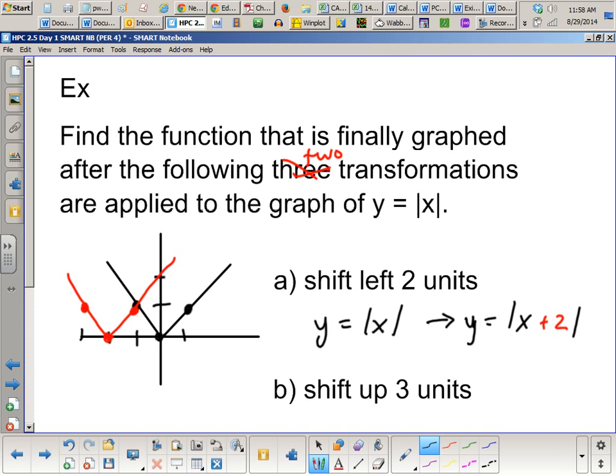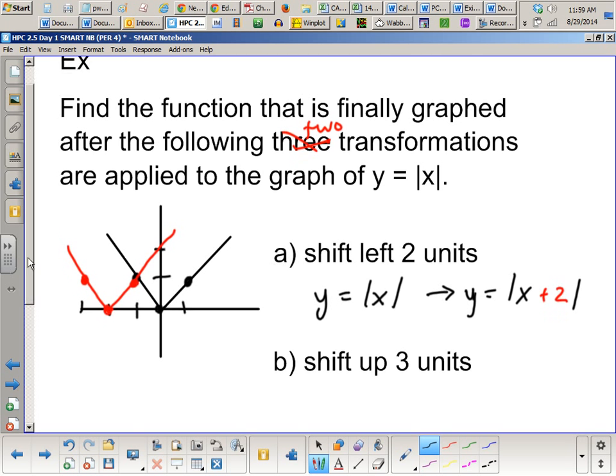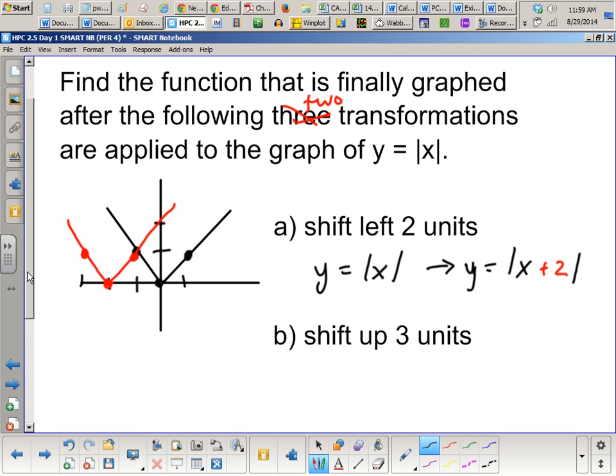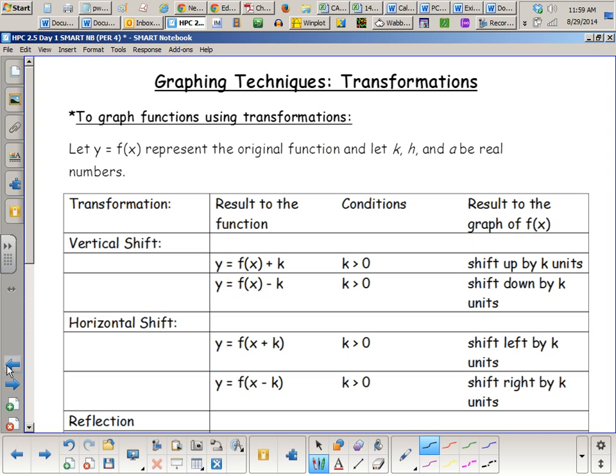On the next one, we're supposed to shift up 3. See if you can find that on your handout. Up 3. So here's your handout. Just find shift up. Where is that? It's our very first one, right? Okay. So it looks like we're just supposed to add the number on the outside of the function rule. Okay, so let's go back to our problem.